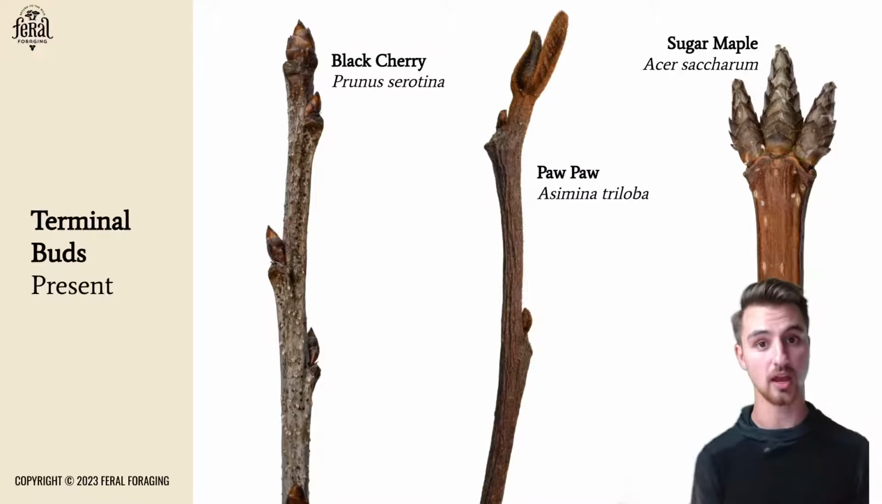And then we have the sugar maple, which is right above me, and we have those two kind of accessory buds on the side there, because this is an oppositely branched tree, a maple, right? And then that single larger bud at the end, and that is the terminal bud.